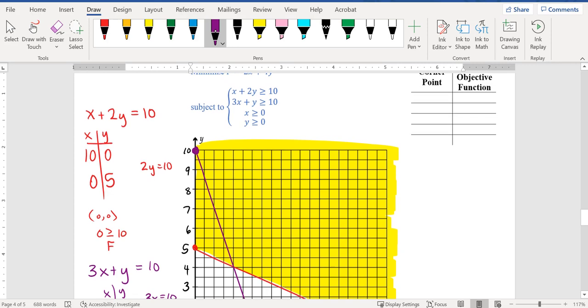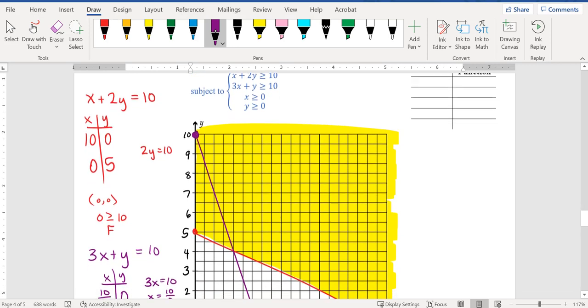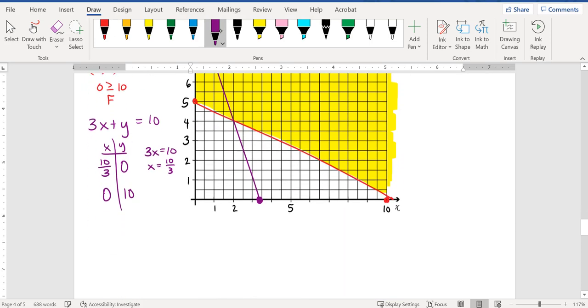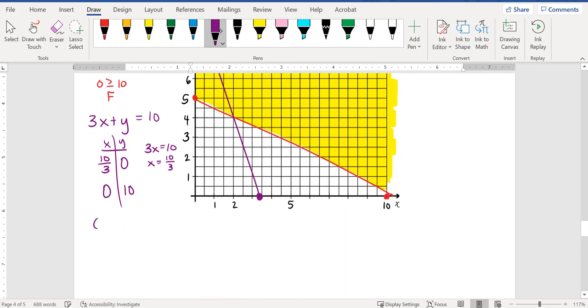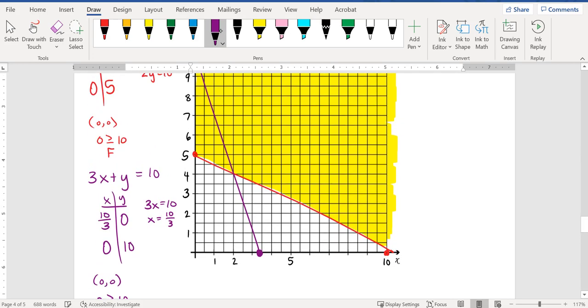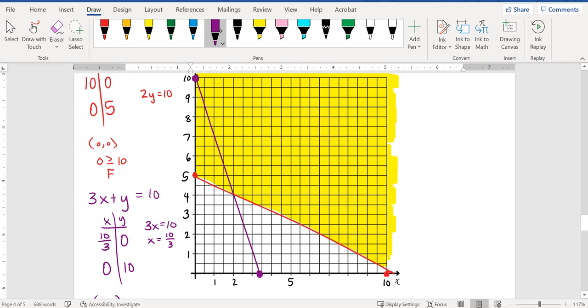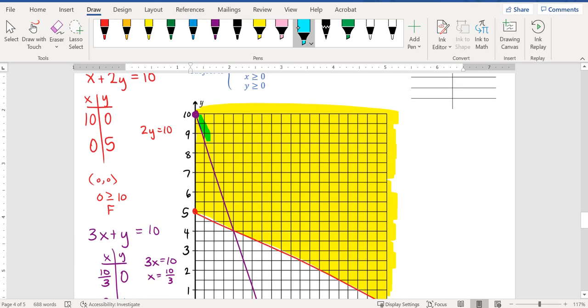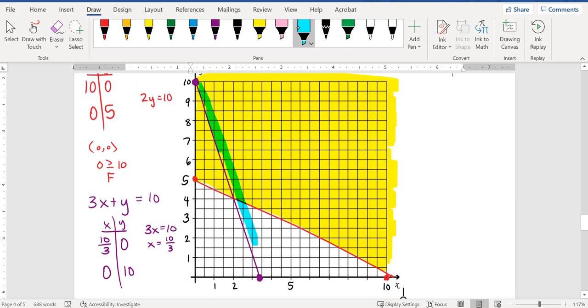Okay, which way do I shade? Do I want to shade 0, 0? If I pick 0, 0 and plug it in, my test point is 0, 0. I would get 0 bigger than or equal to 10. That's false. So with respect to that purple boundary line, I do not want to shade 0, 0. So I'm going to go shade this way.